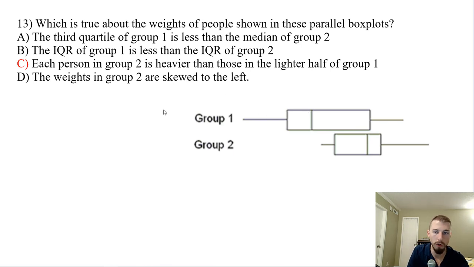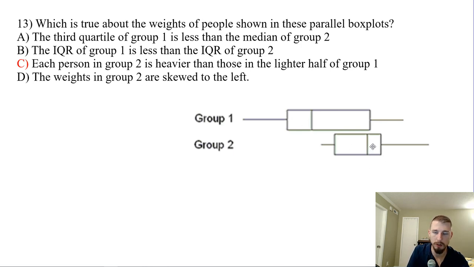You can look through all the rest of the other ones, and they're not going to be true. I guess we'll do that real quick. The third quartile of group 1, right here, is less than the median. It's actually a little bit heavier than the median of group 2, so that's false. The interquartile range of group 1, so that's the box of group 1, is less than the median, okay, so the entire box is less than the median of group 2. That's not true either. Person weights in group 2 are skewed to the left. All right, so looking at group 2, this is kind of interesting.